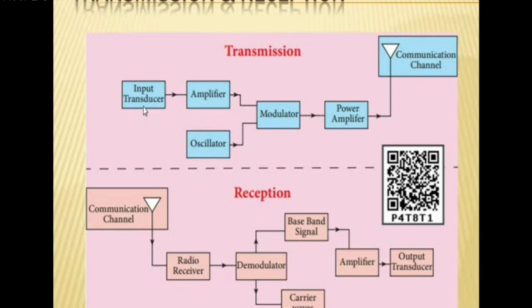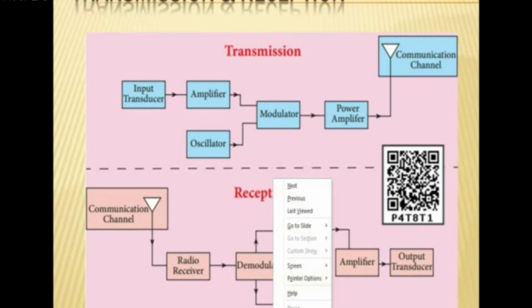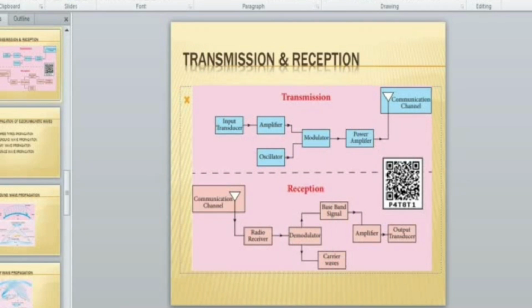Input transducer, you know, is a mic, for example. Output transducer is the speaker. Here the electrical signal is converted into sound signal, sound energy. So that is the output transducer. The input transducer converts the sound into electrical. The output transducer converts the electrical signal into sound. So it's a receiver. These are the parts used in the receiver.